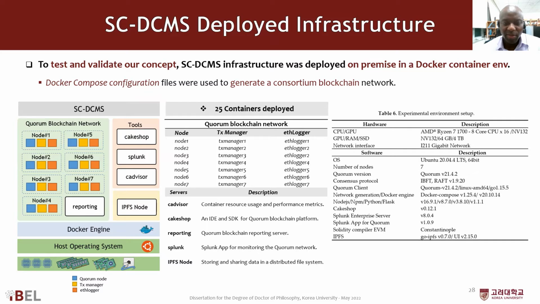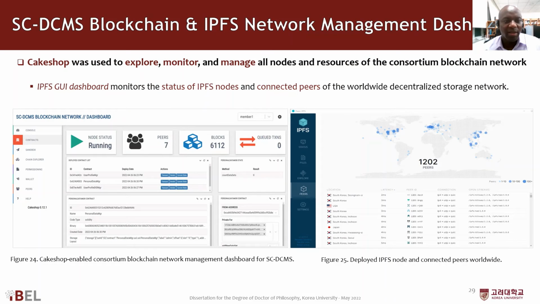The table in the middle provides all the details related to the deployed content. We deploy a maximum of 25 containers, including the tools we use to monitor and manage our infrastructure, as well as the IPFS nodes. Table 6 provides all the experimental environment setup. Cakeshop IDE was used to explore, monitor, and manage all the resources of our consortium blockchain network.